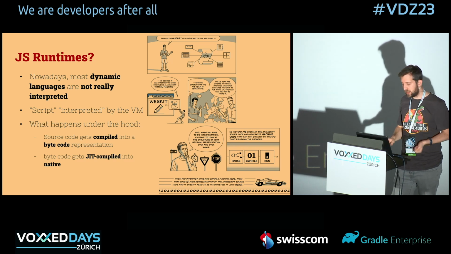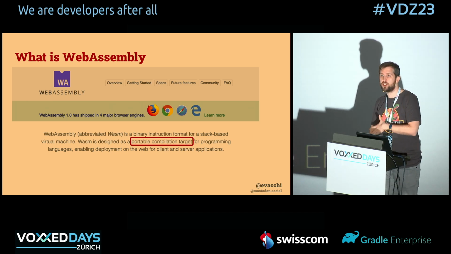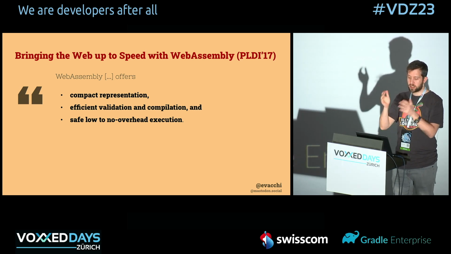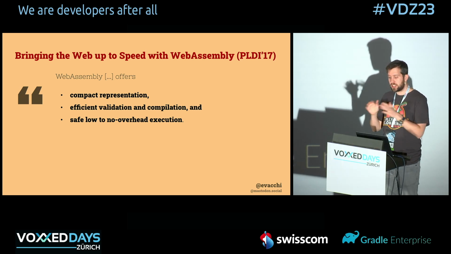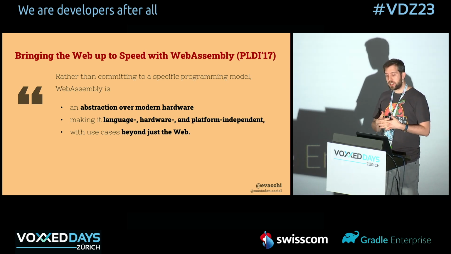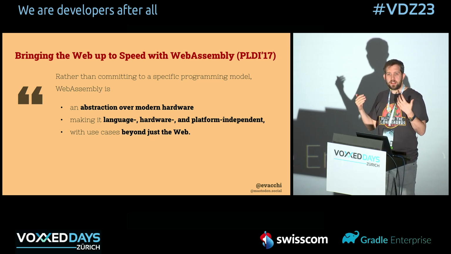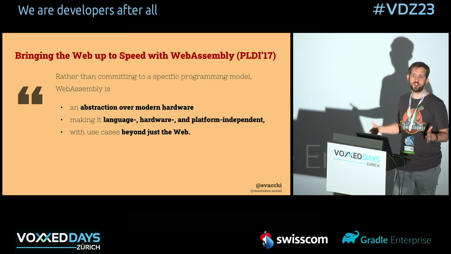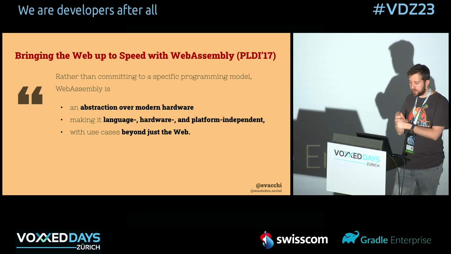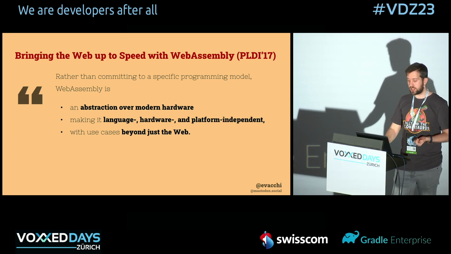Can we leverage that? And that's the idea for WebAssembly, being a portable compilation target that can leverage technologies that already exist. As compared with other technologies, it has a compact representation. It's efficient in validation and compilation, with safe, low to no overhead execution. It's interesting because it's an abstraction over modern hardware, as compared with, for instance, the JVM. The JVM bytecode is not an abstraction over hardware. It's just a compact representation of the Java language model, which makes it well suited for being platform independent and with use cases beyond just the web.